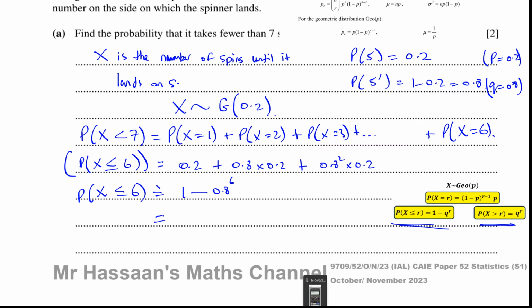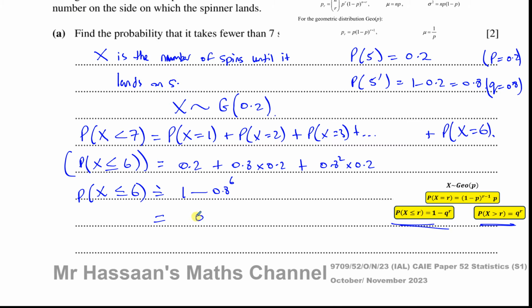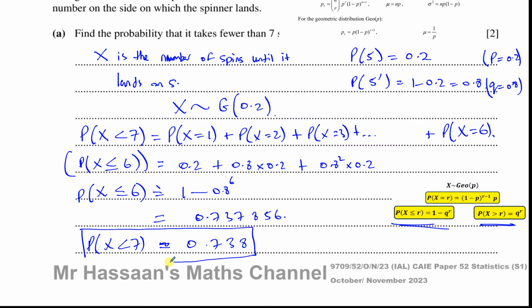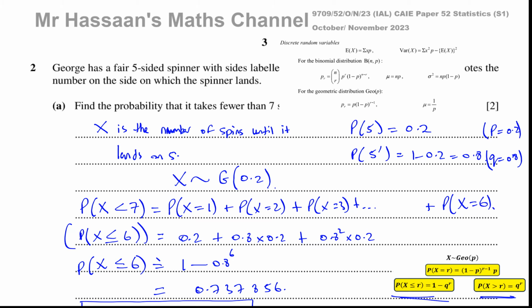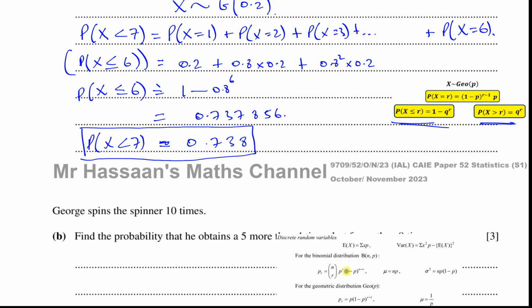So here we're simply going to put this in a calculator: 1 minus 0.8 to the power of 6. That gives us 0.737856. So we can say the probability that x is less than 7 is equal to 0.738 to 3SF. And there's the answer to part A of this question. So this is a geometric sequence that we needed to deal with. Now we're going to go on to the next part of the question.